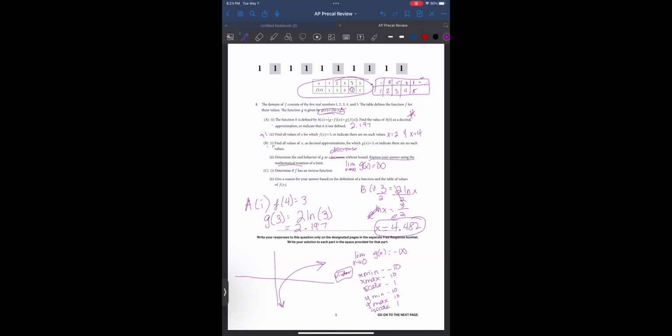For "determine if f has an inverse function," do we have to show work for that? Like, do we have to show the chart with the reversed values? Yeah, I would do the chart with the reversed values because it's better to show more work than not enough. You know what I mean? Do the chart and then show something that shows your thought process. And then you would say here, f does not have an inverse.